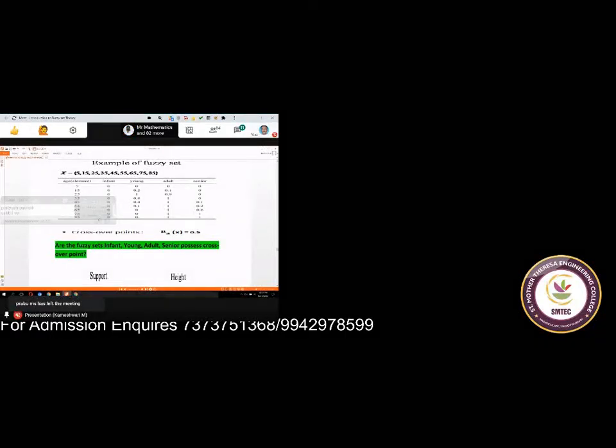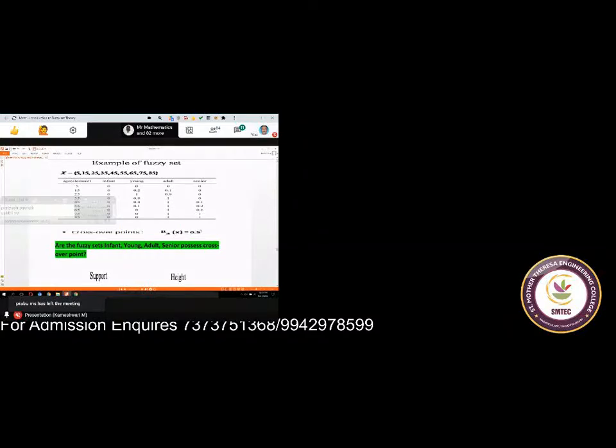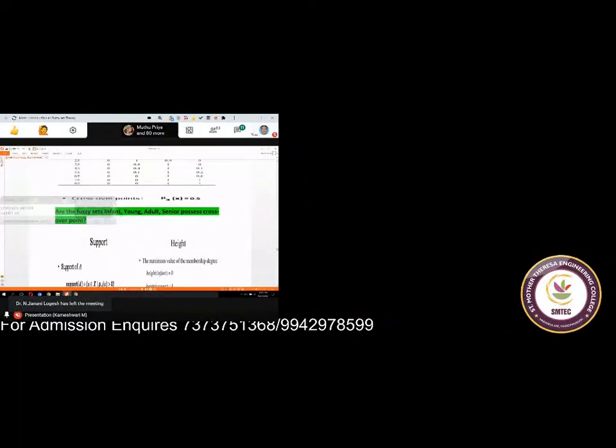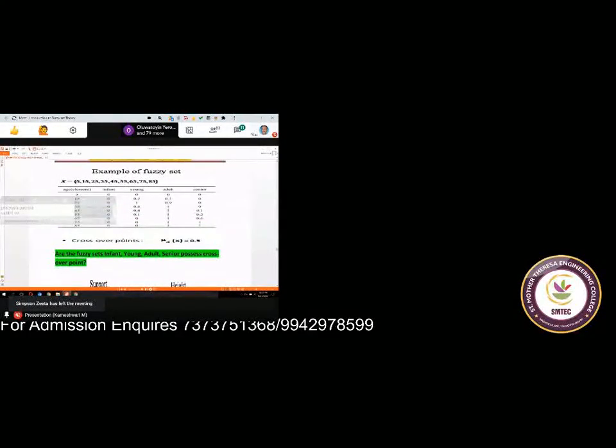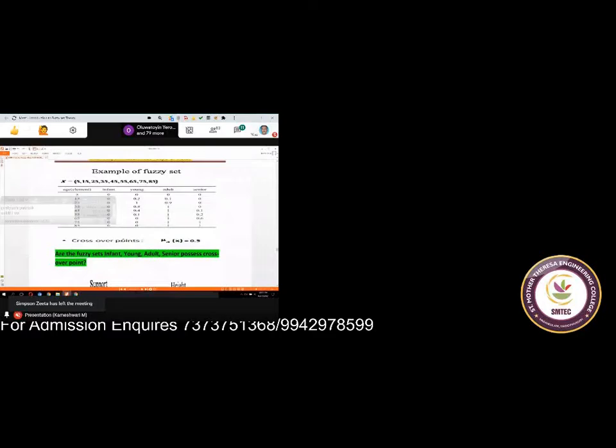Crossover points means mu A of x attains the value 0.5, since our membership values range from 0 to 1 and the middle value is taken as the crossover point. Do the fuzzy sets infant, young, adult, senior possess a crossover point? No, there is no 0.5 value here, so they do not contain any crossover point.